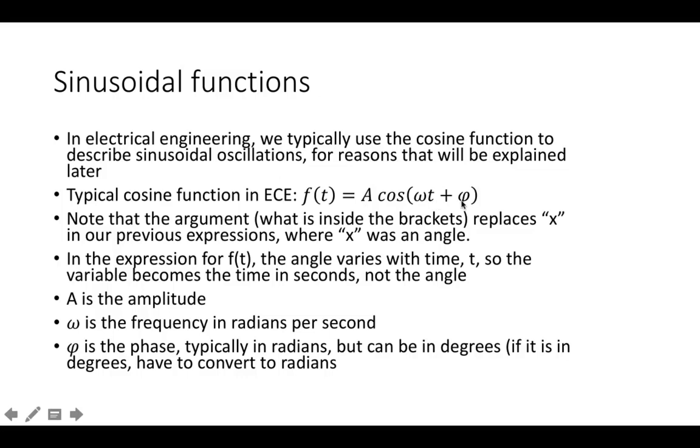In electrical engineering, you often tend to see this in degrees. Inside the argument of the cosine function, this omega t plus phi is replacing the x that we were previously using when we talked about the cosine of x. So now x becomes omega t plus phi. Omega is a constant, phi is a constant, t is the variable. So now the variable occurs in time, not in total angle. But we can find the total angle by taking t, multiplying it by omega, and adding the phase shift.